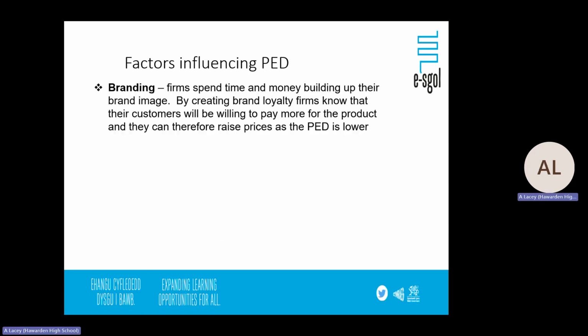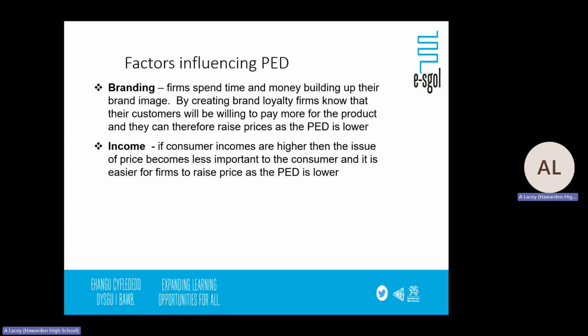You've also got branding. Firms spend money and time building their brand image, and by creating that brand loyalty, customers are willing to pay more for that product, and that's going to raise prices as the PED is lower. It could be income. If consumer incomes are higher, then the issue of price becomes less important because people aren't watching what they're spending as much.